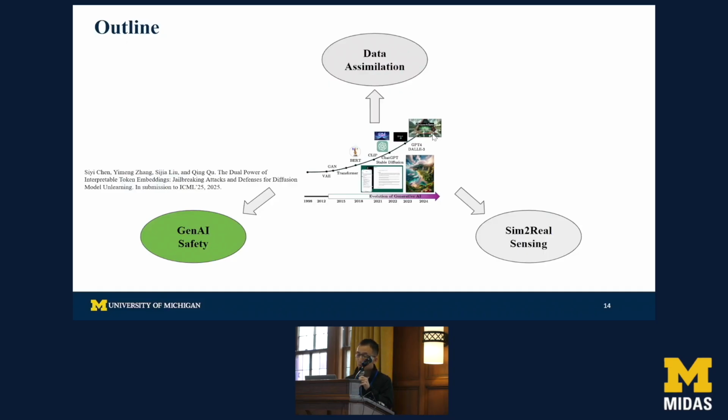So this is the first project we've done. The second project I want to briefly talk about is AI safety, right? Our modern generative models, although they are very powerful, can generate harmful content, and how can we prevent that?